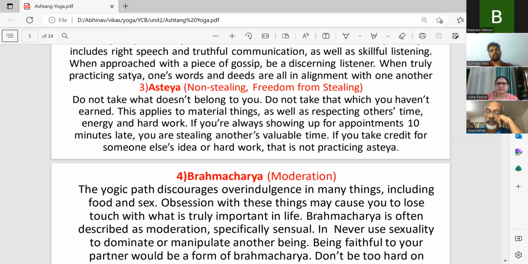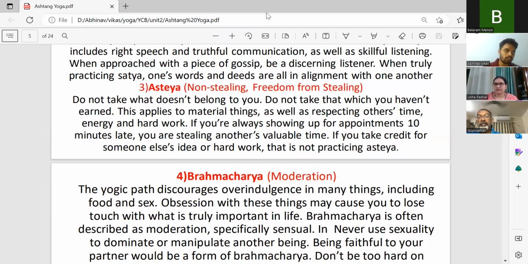Asteya pratistayam sarvaratnopasthanam. One who practices asteya, who never thinks of others' things, time, work, energy, will get all the jewels in the world. Ratnopasthanam: ratna means jewels, the diamonds. You will get all the jewels in the world.